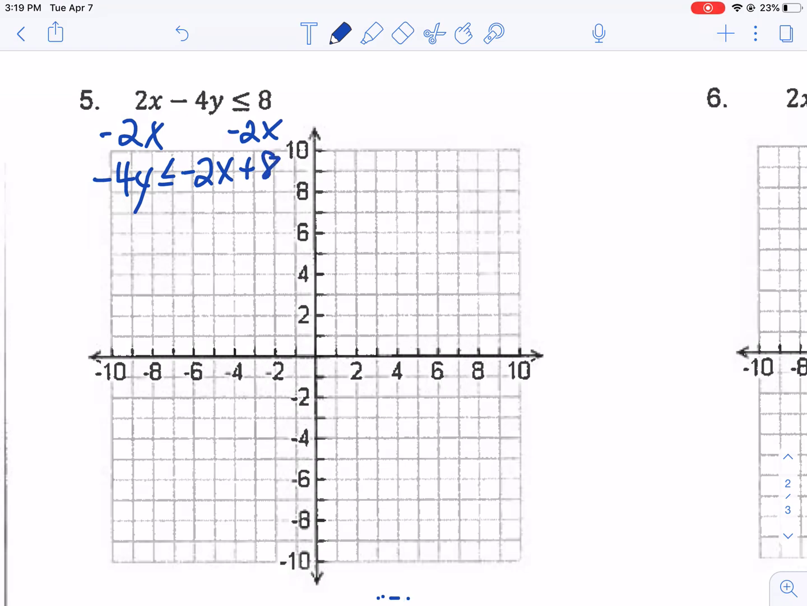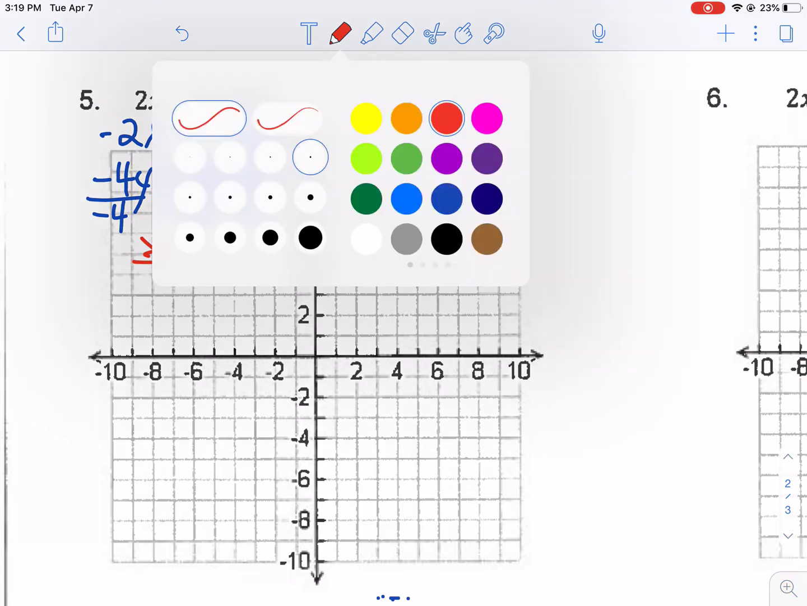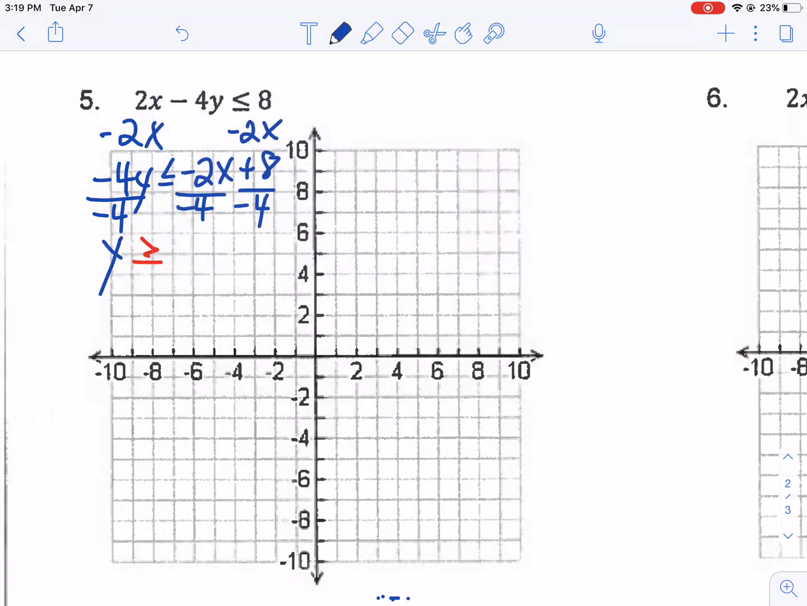I'm going to divide both sides by negative 4. Everything by negative 4. And hopefully you're realizing that when you divide by a negative, this inequality symbol switches directions. So now we're left with y is greater than 1/2 x minus 2. So now we can start at our y-intercept of negative 2. 1/2 is our slope, up 1 over 2, up 1 over 2.